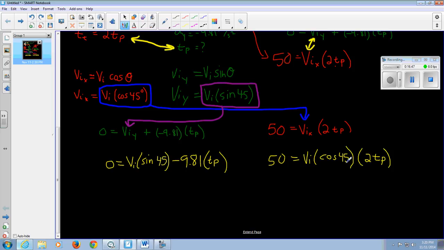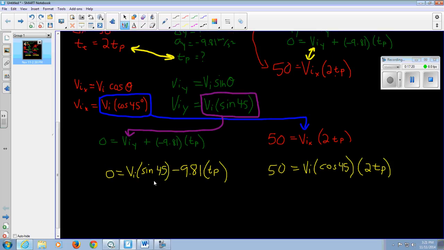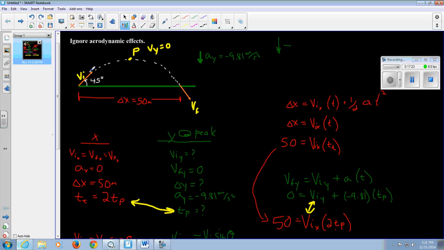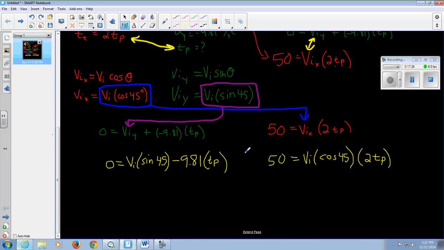And then we can see that we have two unknowns that are the same unknowns. We have 2 equations. We've effectively reduced down our unknowns, and we can solve. We can solve for your VI and plug it in over here, or you can solve for TP and plug it in over here. Whatever you choose to do is fine. But from here on out, you should be able to take this and solve for both the time to peak and also your initial velocity. And that would be your initial launching velocity. And I'll show that.